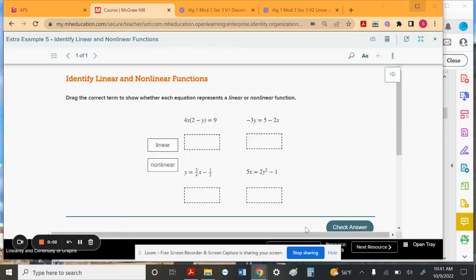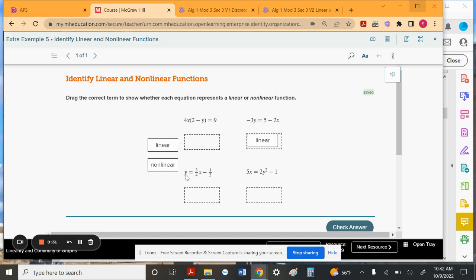Now we're going to identify linear and nonlinear functions from equations and see what they are. If you recall from the first example in the last video, x and y both have to be to the first power. Notice that these are both to the first power and they are separate, so they are not together. There is no x times y. They're not in the denominator, they're in the numerator. So this one right here would definitely be linear.